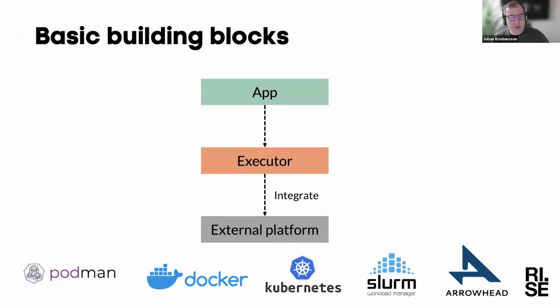The basic building block of ColonyOS is extremely simple. The core component is something called an executor, which is software that integrates with other platforms. These platforms can be virtually anything, but I've been mainly focusing on container-based platforms like Kubernetes and HPC, Slurm, and so on. As I will talk about later in the presentation, we are also aiming to integrate this with Arrowhead.